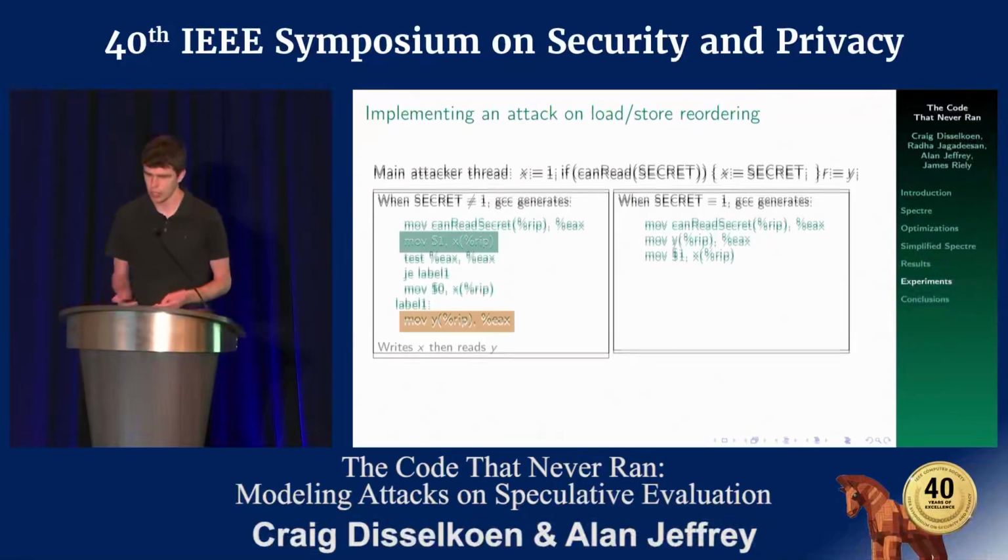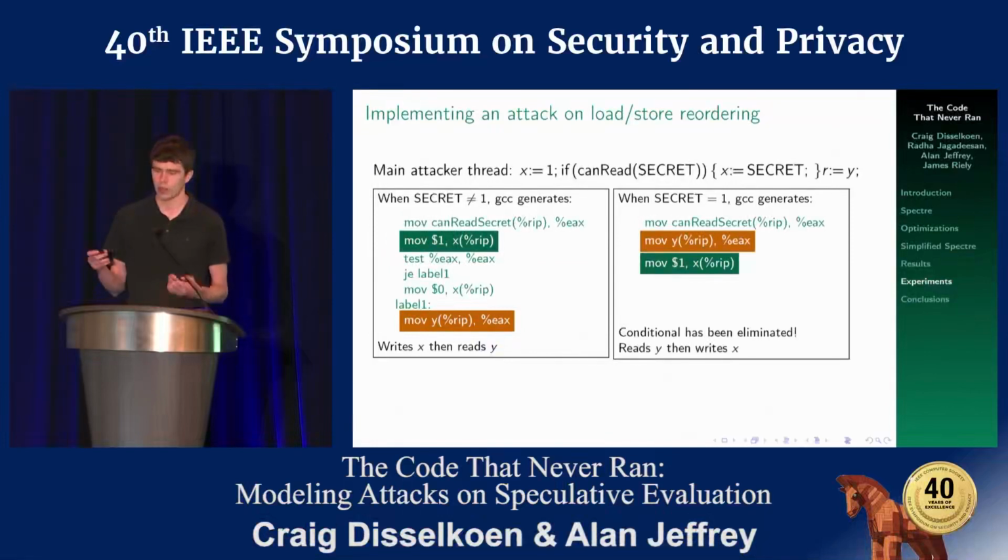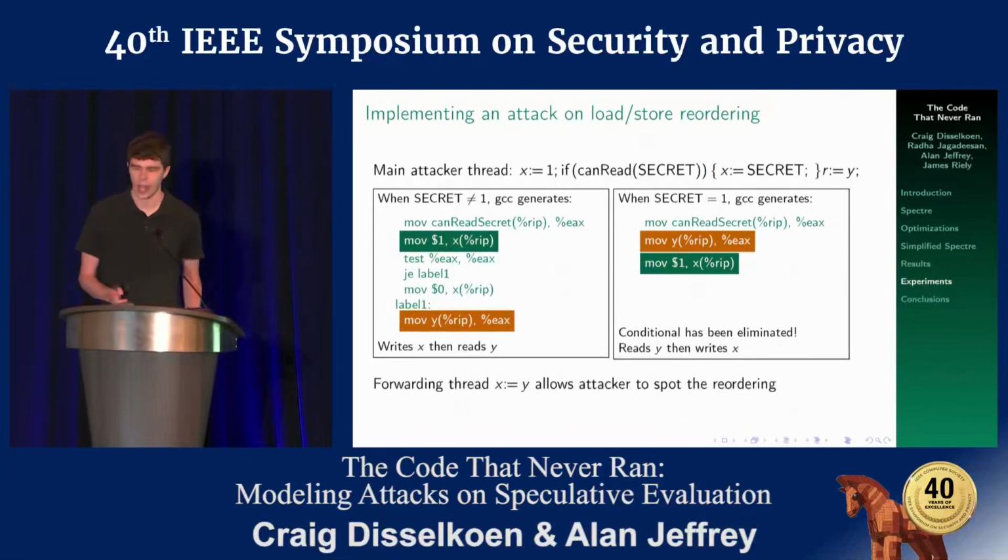And in particular, on the left, we see that GCC emits the write X before the read Y, whereas on the right, there's no conditional because there doesn't need to be a conditional, and then GCC emits the read of Y before the write of X. And normally you wouldn't be able to observe this, but in order to observe this, we're basically going to add another thread which just does X equals Y in a loop, and that will allow the attacker to spot this load store reordering.